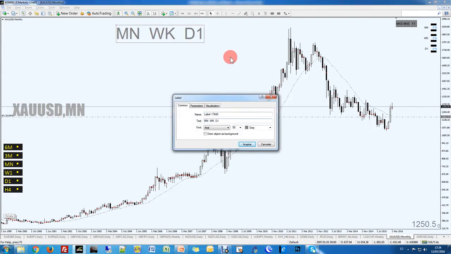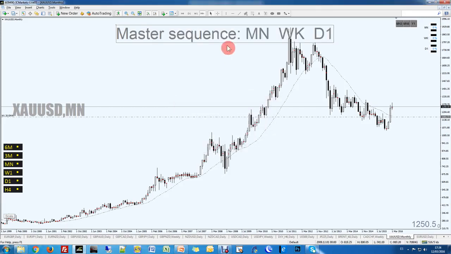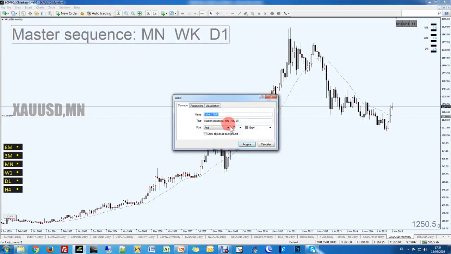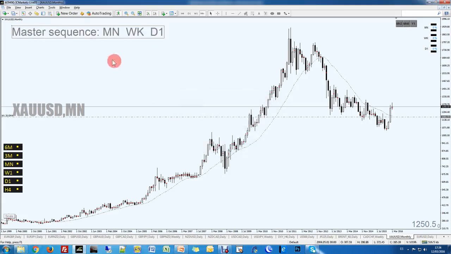I'm going to label here my main sequence, or let's say master sequence. This is the master sequence that I'm using, I'm going to make it like 35, the one I'm using for my trading. So the monthly will tell me the direction, and even the weekly.